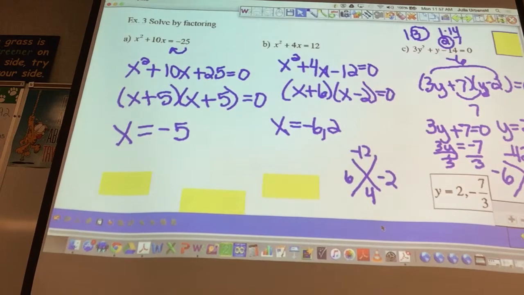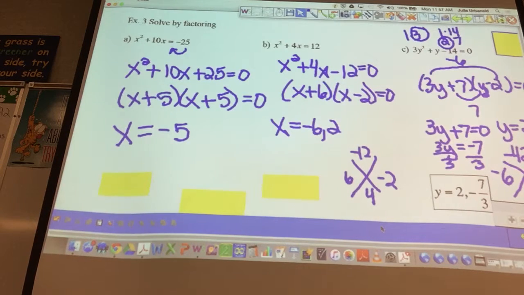Okay, so it is different if they put a number in front of the y squared or the x squared term. That's going to be the trickiest part. I'm going to try 1 with you, and then let you try. Well, no, I'll just do them all with you.